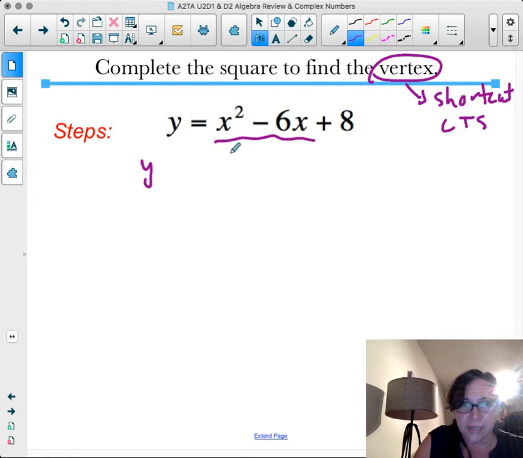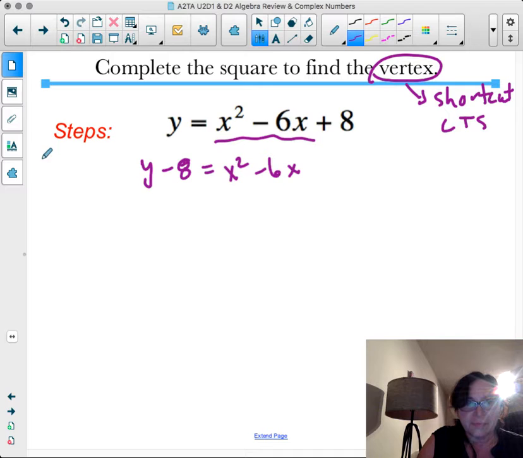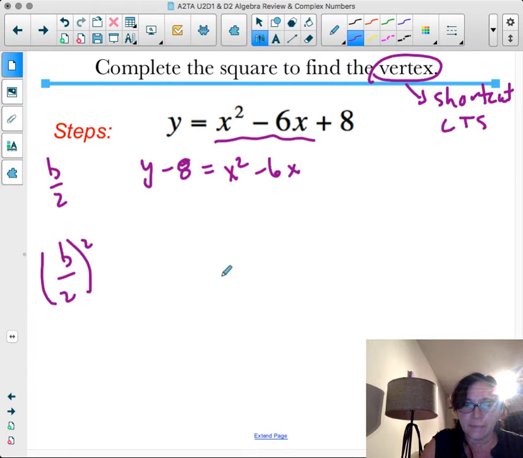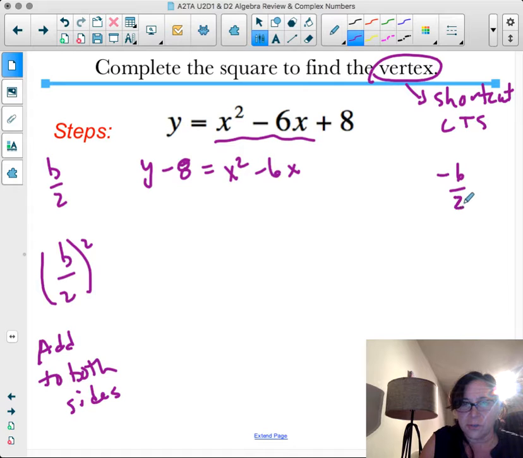You're going to isolate your x's. So you're going to go y minus 8 is equal to x squared minus 6x. Again, the steps: isolate both of the x terms, and then remember, we're going to take half of the b term, and then that value, we're going to square it, and then we're going to add that to both sides. So that's sort of our guidelines of what we're doing. So take half of the b term, so -6 divided by 2, which is -3. We're going to take that value, square it, and then add that to both sides.